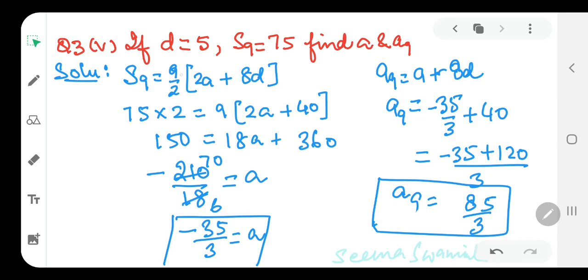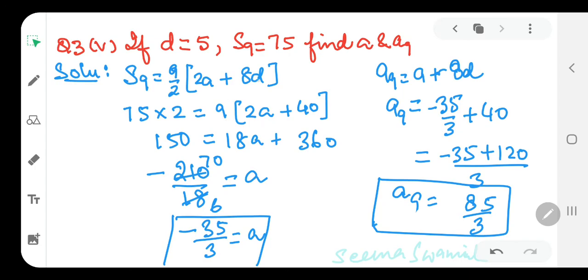Now S9 is equal to n by 2. So it will be 9 by 2. 2a plus n minus 1, 9 minus 1, that is 8d. Fill in the values that are given. You are given S9 is equal to 75. So in place of S9 you will be putting 75. 9 by 2, so I am bringing this to this side, 2 will get multiplied with 75 and will give you 150. And now on the right hand side you are left with 9 only.